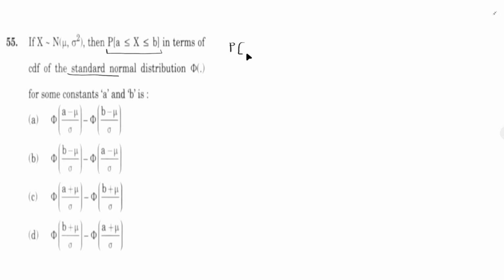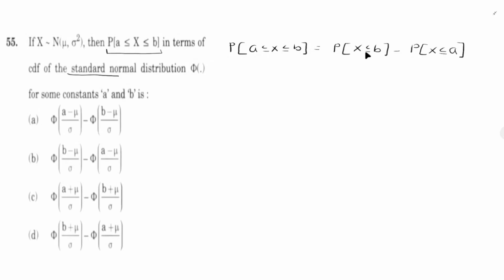This expression is probability A less than equal to X less than equal to B. Now, this can be written as probability that X less than equal to B minus probability X less than equal to A. Now here we do not need to bother about this equal sign or the strict less than sign, because in continuous distribution the equal sign does not matter. In fact, the point probability in the continuous distribution is 0.